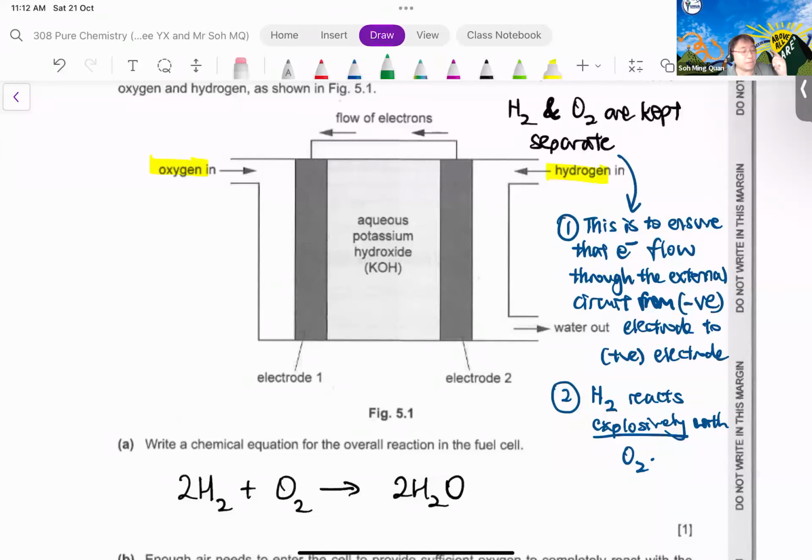Next, you must be able to write the equations, the half equations for the electrodes in a fuel cell. First, the negative electrode is where the hydrogen will be. All right. So the hydrogen reacts this way.